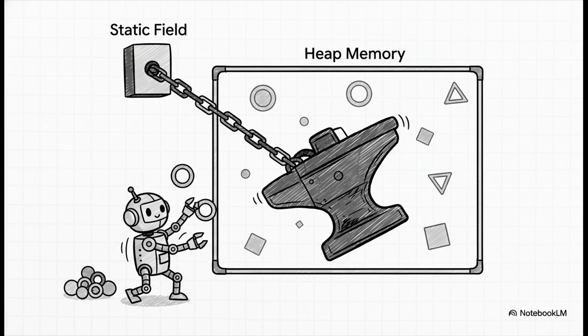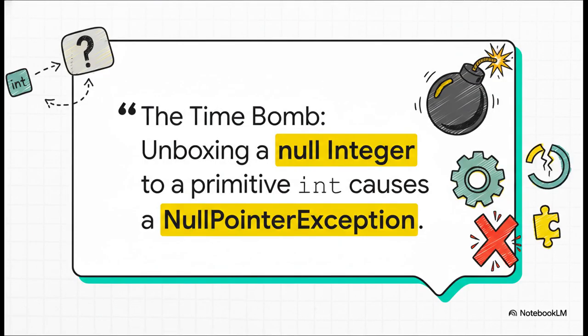And that's how you create a slow memory leak that can eventually crash your entire application. And here's another one of those interview killers from the beginning, the autoboxing time bomb. See, Java is helpful. It automatically converts a primitive int to an Integer object and back. The problem is, an Integer object can be null, but a primitive int cannot. So what happens when you try to assign a null Integer to a primitive int? Boom, an immediate NullPointerException. It's such a simple mistake, but the consequence is a hard crash.